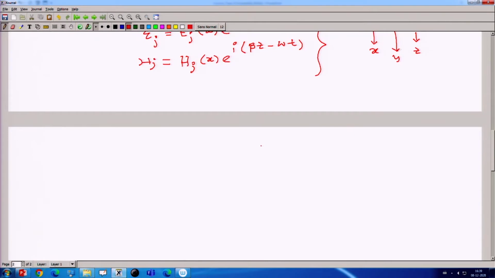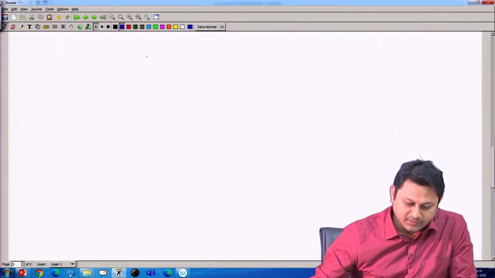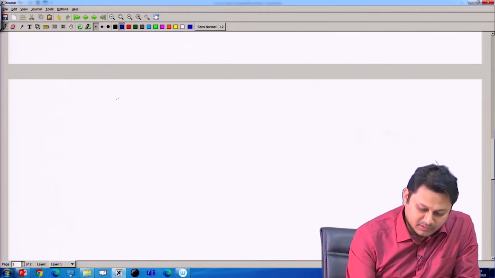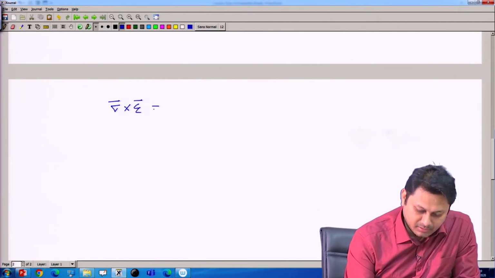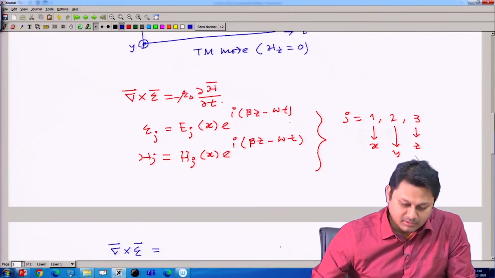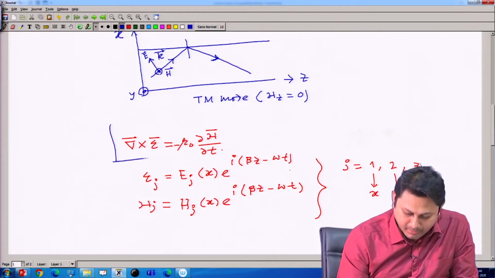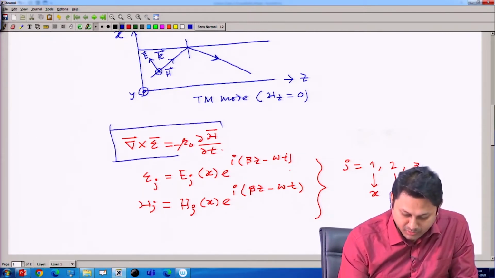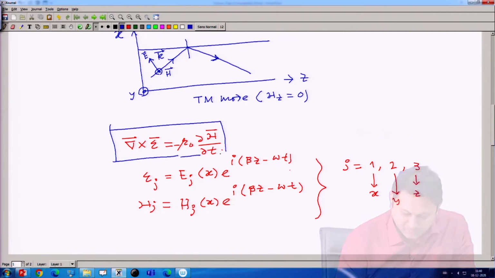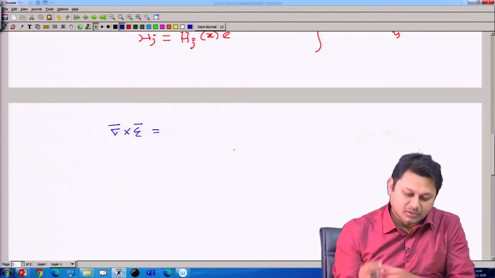After having that, now we are going to find out what is the value of the curl of E. First I am going to execute this equation, and I divide this equation into component-wise form. That is the first thing we will do. So, what is curl, cross E?